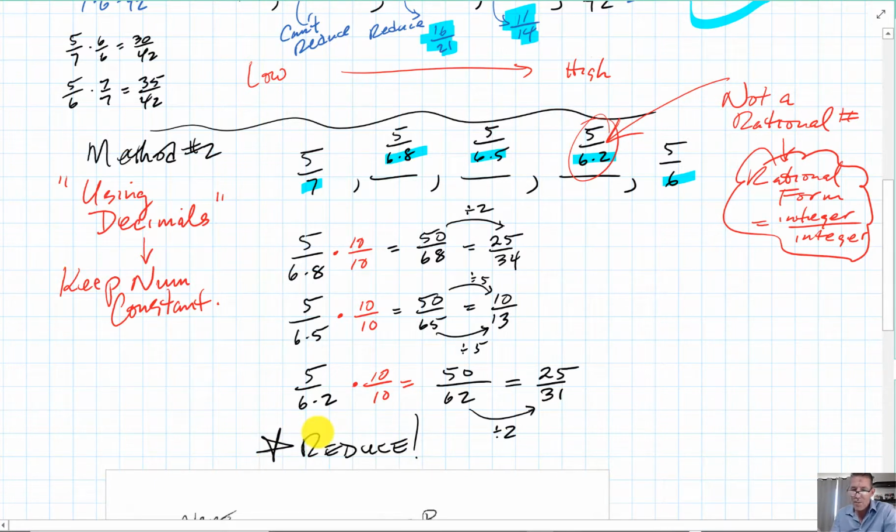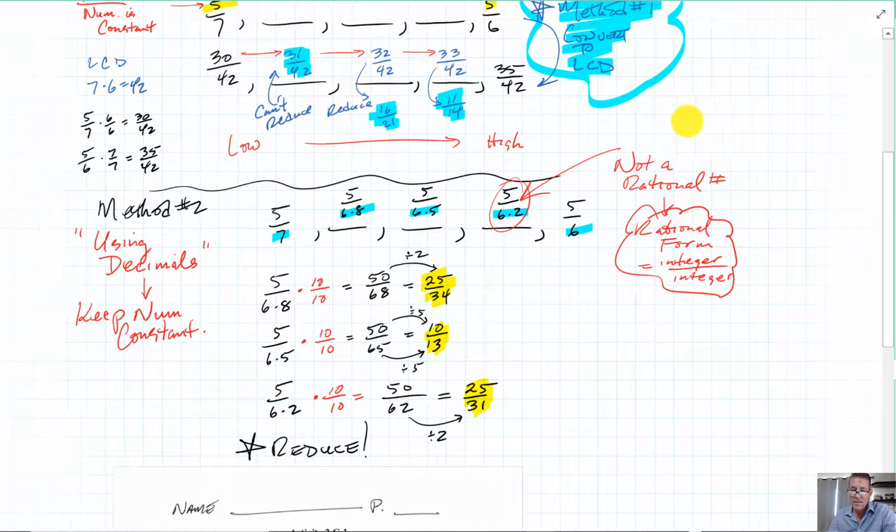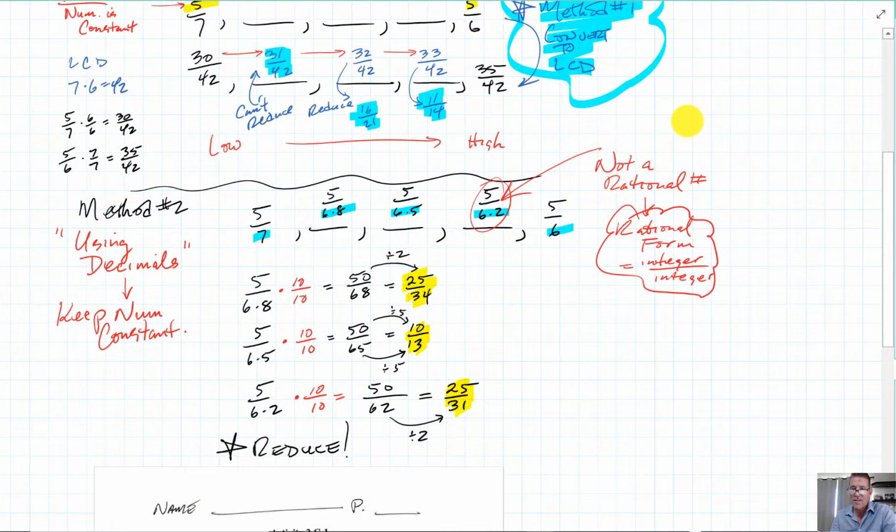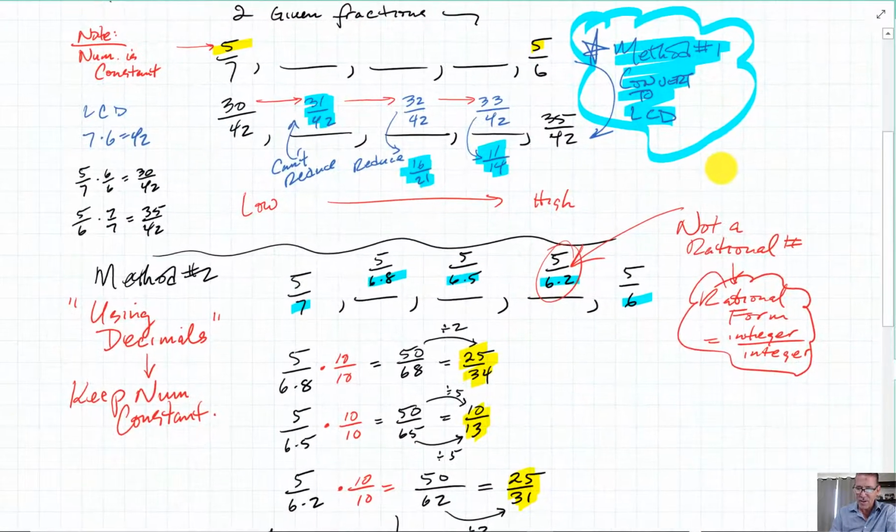All right, so my three fractions that are between these two, let's highlight them here: 25/34, 10/13, 25/31. And notice they're a little bit different than the ones up here. So there are many different possibilities here, guys. There's not just one answer, not just two. Believe it or not, there's an infinite number of answers here. That's the amazing part about it, because I could have been really creative here.